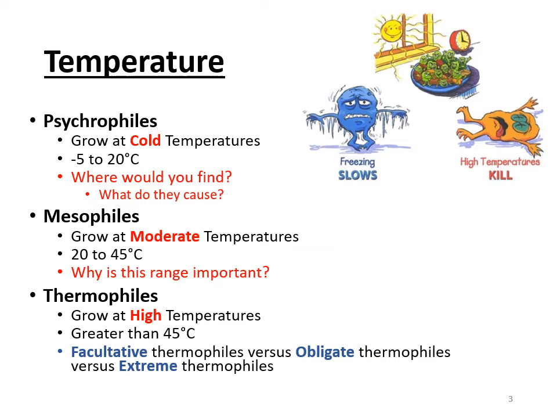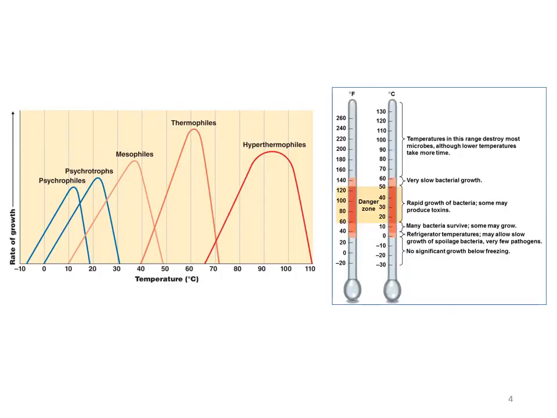Okay, now to help you visualize these, we have a figure on the next slide. Okay, so when you look at this figure, you can see in order we have the psychrophiles, the mesophiles, and the thermophiles. Now you also see a curve for hyperthermophiles. What do you think those are? Well, those are the extreme thermophiles we mentioned. Okay, so when you look at this, it's just to help you better visualize, but you have to understand what's on the previous slide more importantly. Okay.